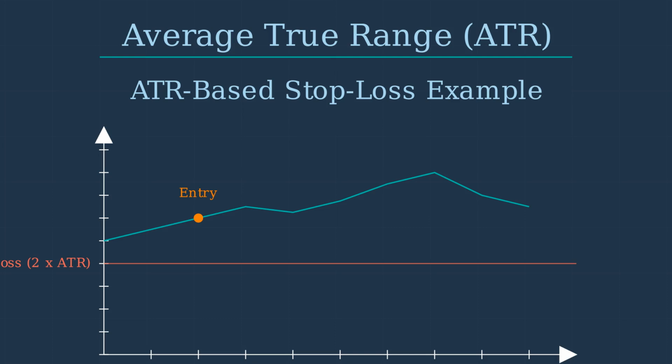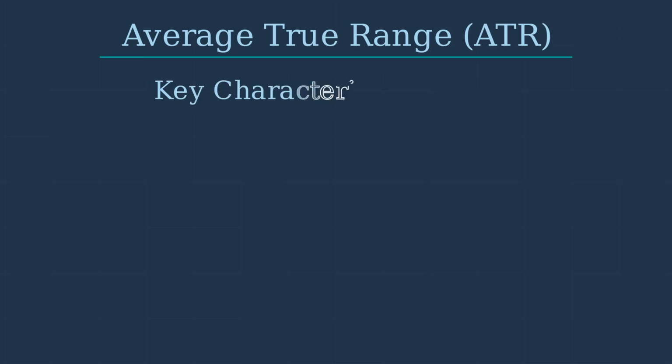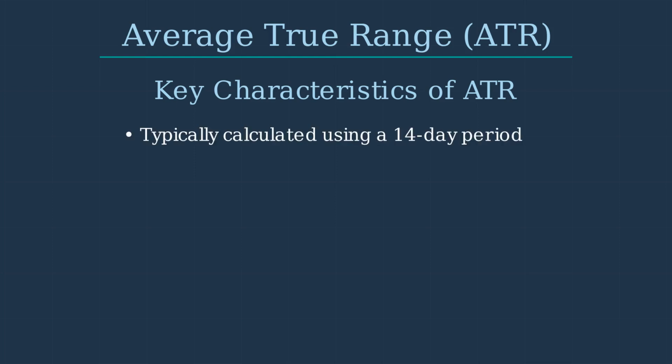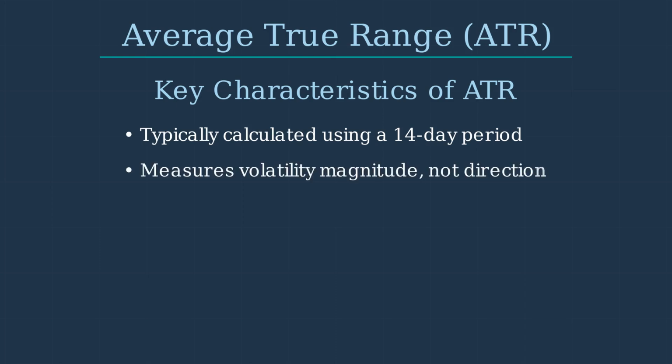This adapts our risk management to the current market volatility. Before we conclude, let's review some key characteristics of the average true range indicator. ATR is typically calculated using a 14-day period, as recommended by Wilder, though traders may adjust this based on their time frame. It's important to remember that ATR measures the magnitude of volatility, not the direction of price movement.